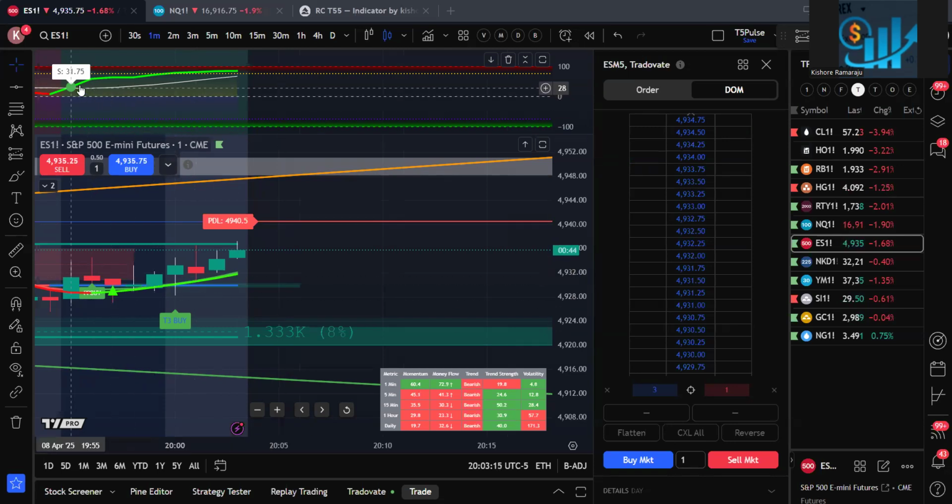We are waiting for T5 to become red. Once it becomes red, we can start taking short positions.